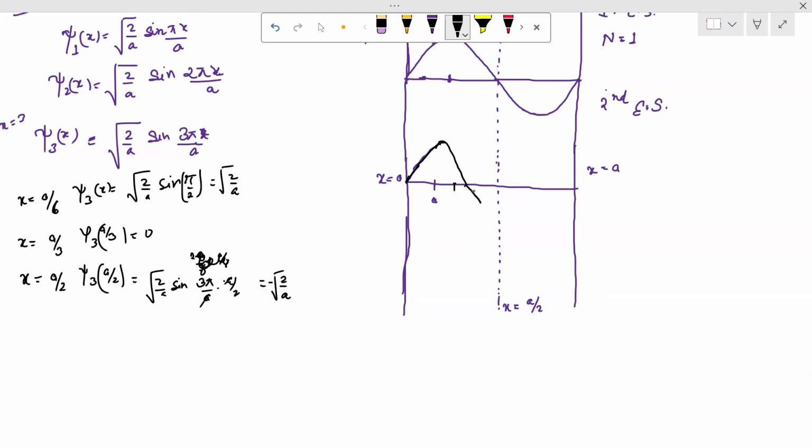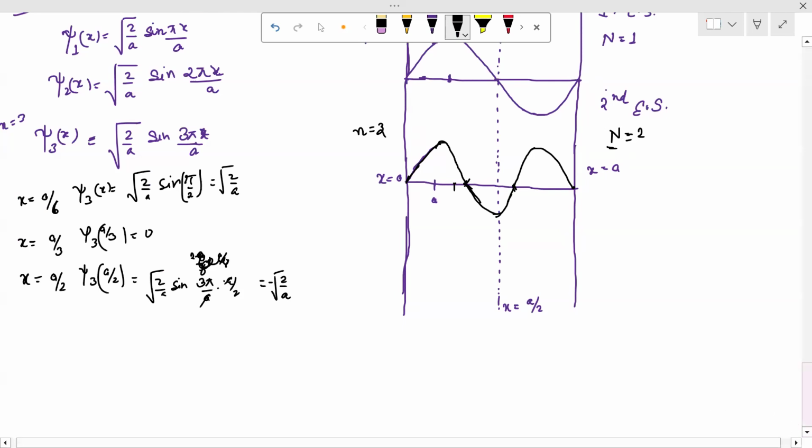At x equal to a by 2, it is having a negative value. So I'll write it here. Then again you see here, and then again you see here. So I hope this is the kind of figure you will get for the second excited state. For the second excited state, you are clearly seeing there are 2 nodes. So if I take small n equals 3, the number of nodes, which I have denoted by capital N, comes out to be 2.